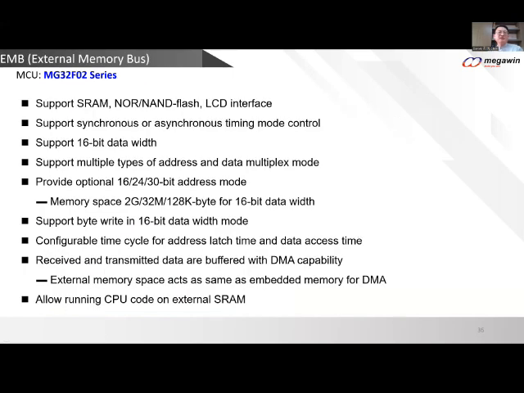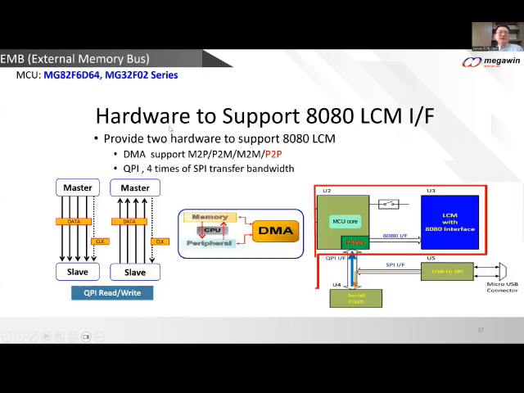Okay, another one is the EMB bus. The EMB bus is the external memory bus to support the external memory and many different kinds of address modes, and you can support the 16-bit data width. So you can run the CPU code on the SRAM.